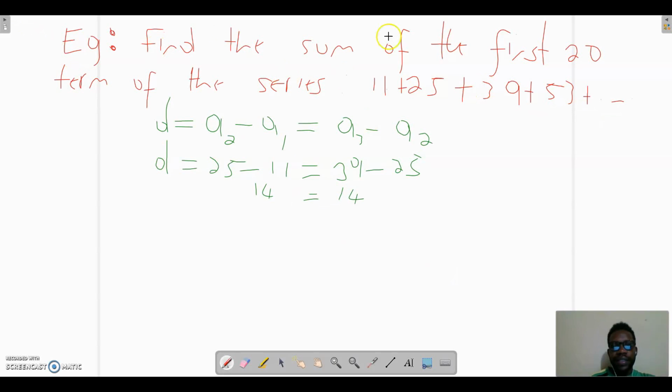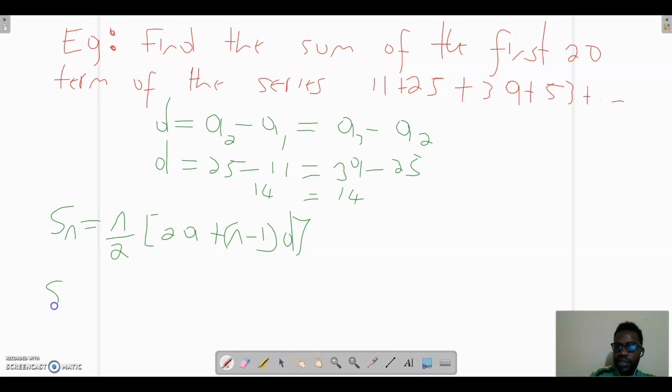Now let us get into what we want to find. We want the sum of the first 20 terms. So we can start by writing down the formula that says Sn equals n over 2 into 2a plus n minus 1 times d. Now let us remind you what the different components are. n is the number of terms we have, a is the first term, and d is the common difference.